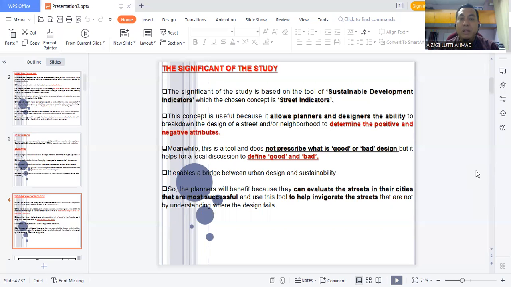It enables a bridge between urban design and sustainability. It also benefits planners because they can evaluate which streets in their cities are most successful and use these tools to help invigorate the streets that are not, by understanding where the design fails.